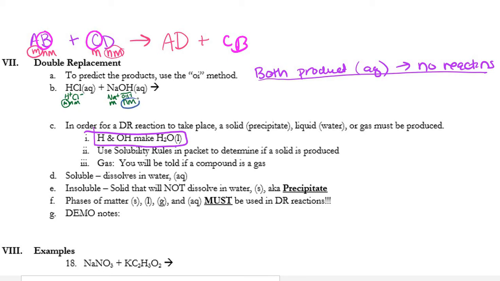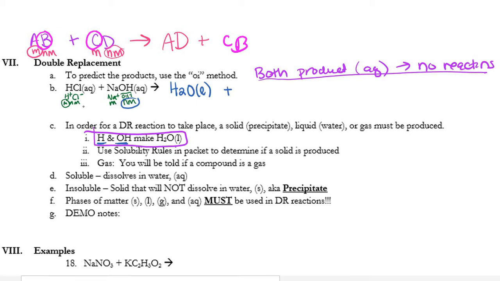So if I look over here, my other nonmetal in this reactant is OH. So I'm going to put H and OH together. And remember, H and OH make water, so I'm going to write H2O. That is a liquid, not aqueous. So this reaction is going to take place because a liquid is formed. We're making a solid, a liquid, or a gas. Reaction occurs.